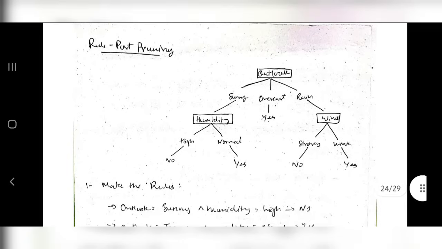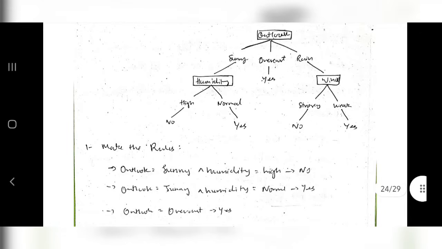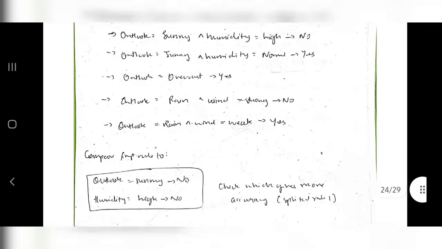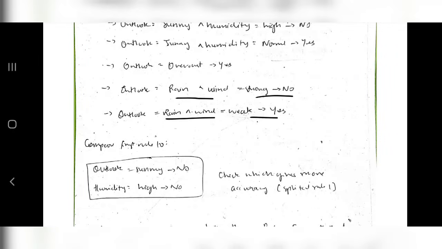Next, the technique is rule post pruning. In this, we mark the rules. Firstly, we make rules out of the tree. Outlook is sunny and humidity: if both are true, at that time it is high, so high and no. Sunny humidity high, no. Sunny humidity normal, yes. Overcast, yes. Rain wind can be both no and yes. Rain wind strong, no. Rain wind weak, yes.